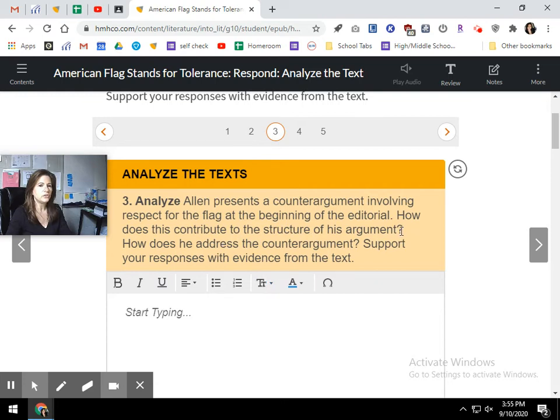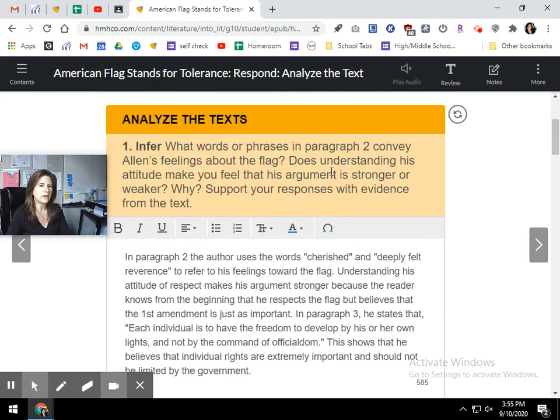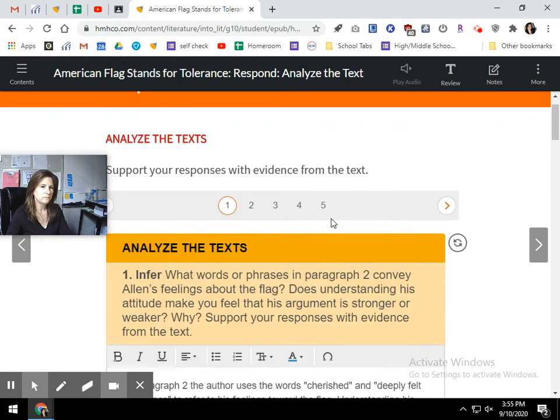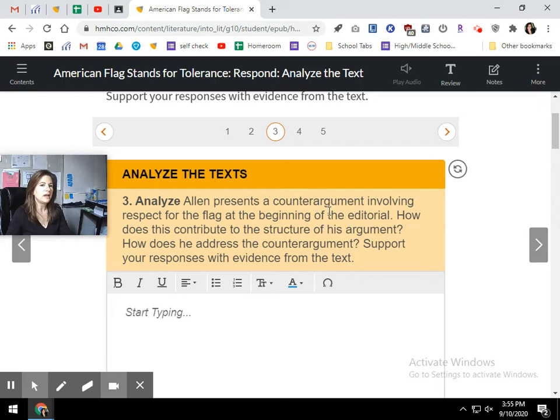How does this contribute to the structure of his argument? And how does he address the counter argument? Support your responses with evidence from the text. So I think you're going to have to go from paragraph 1 into paragraph 2. But this kind of goes along with question 1, in that this is the argument that he sets up at the beginning, that yes, this flag should be revered. Yes, the flag is very important, but, okay? But there's more to it than that, in his opinion. So how does he set up that counter argument, and how does it contribute to the structure of his argument?